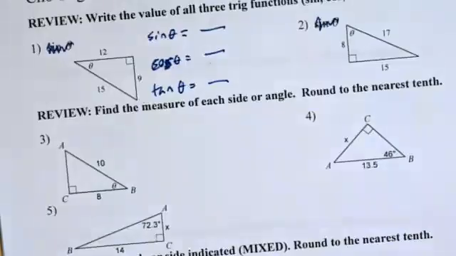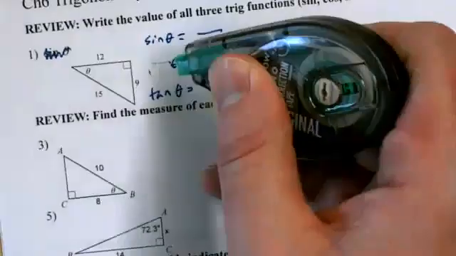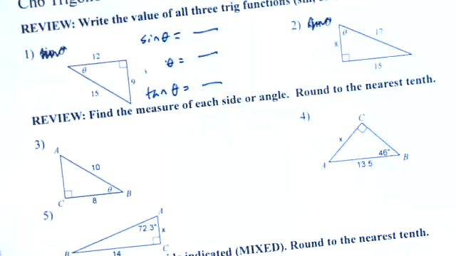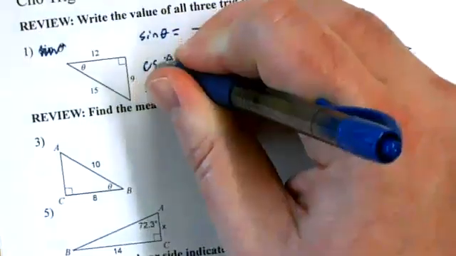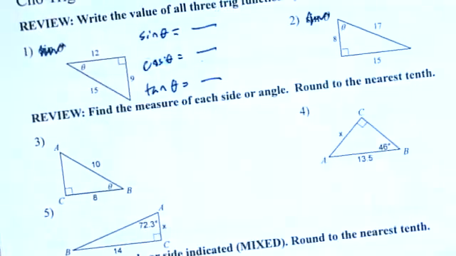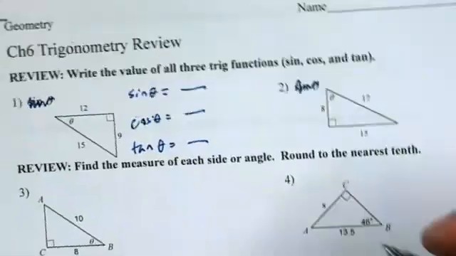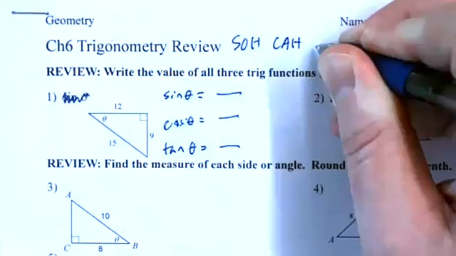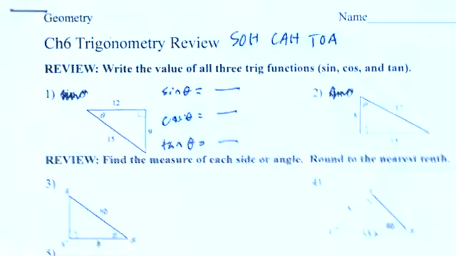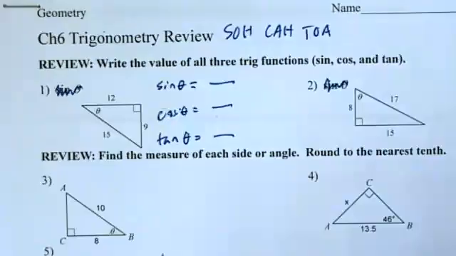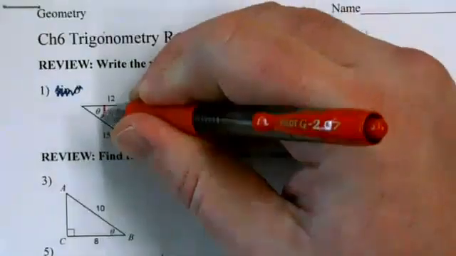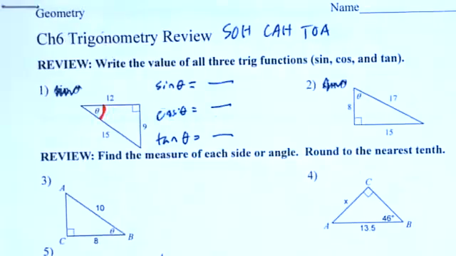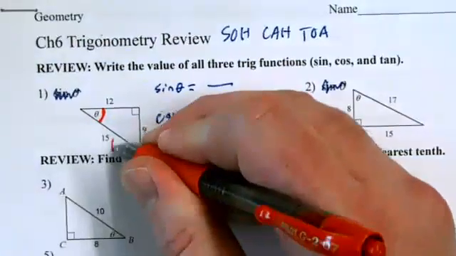So I am writing my trig ratios based on the numbers that I see in my triangle: sine, cosine, and tangent. And probably a good idea to put my little cheat code up here, SOHCAHTOA. In order to do this, we need to look at our reference angle here and use that to label our sides. Hypotenuse is always across from the 90.